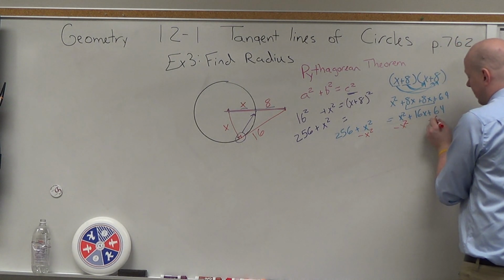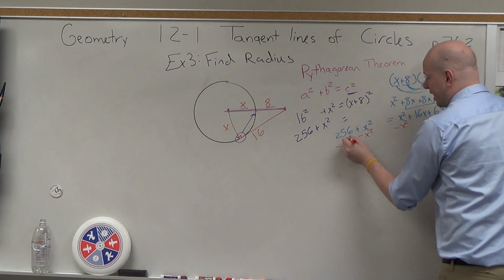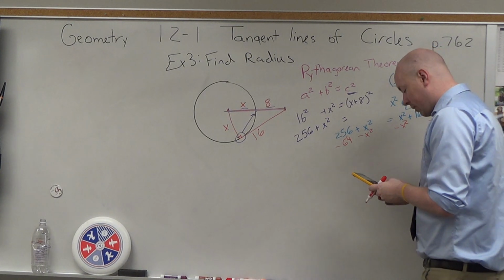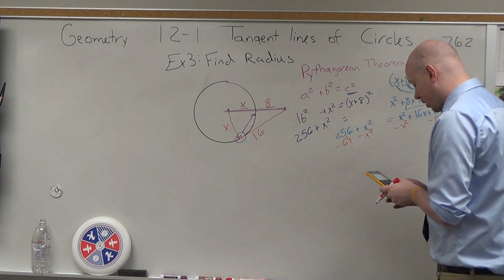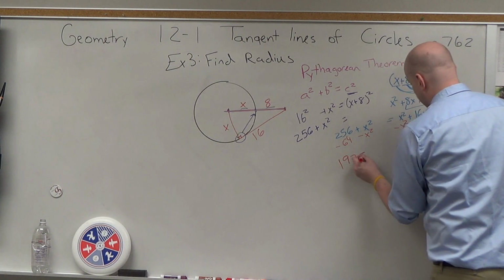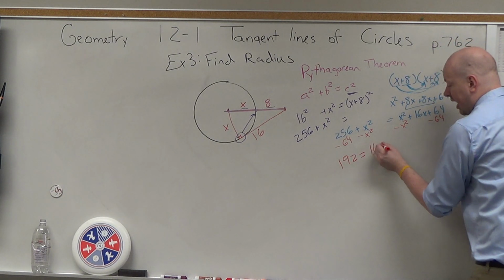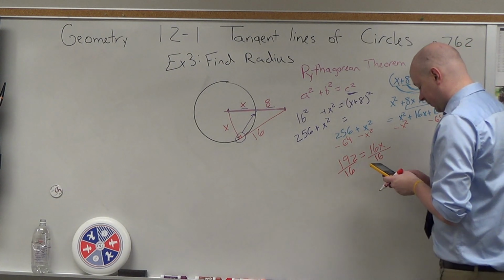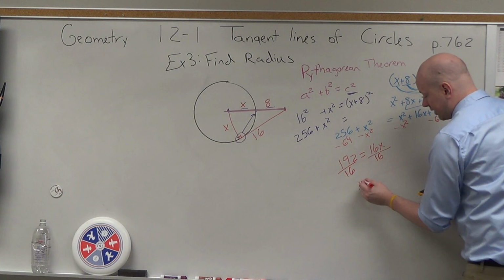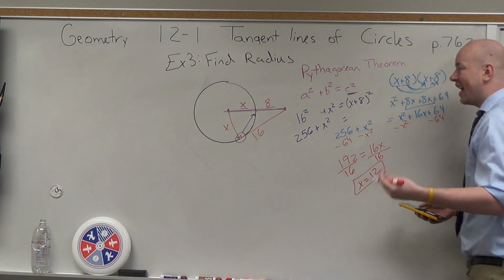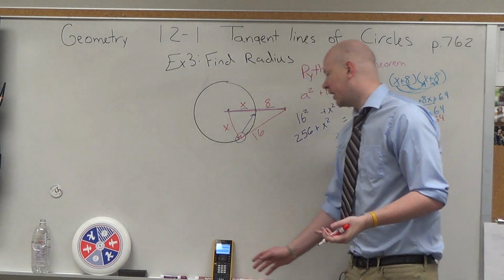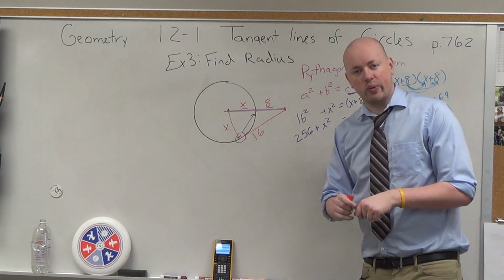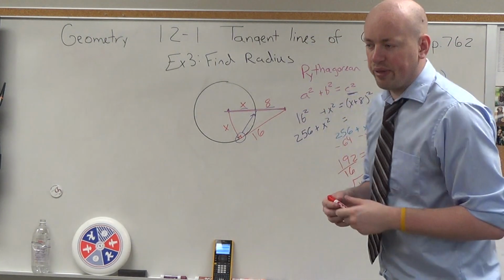Well, I can send my 64 over, so I get 256 minus 64. 256 minus 64, what I'm guessing 192, but I don't want to mess it up. 256 minus 64, 192 equals, and all I have left is that 16x. So to get x by itself, we can divide by 16, divide by 16. So our answer is x equals 12. So my radius in this case would be 12. And if you double check, 12 squared plus 16 squared equals 20 squared would be a good way of double checking that, again, with the Pythagorean theorem.